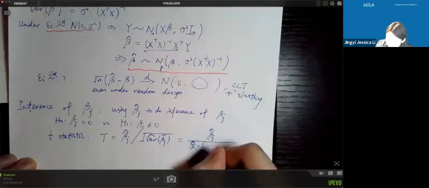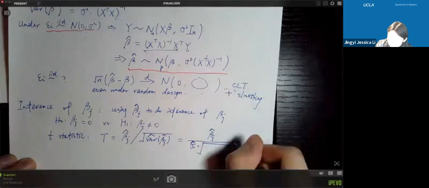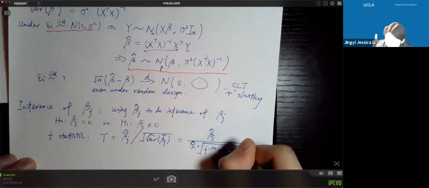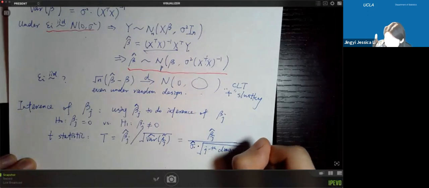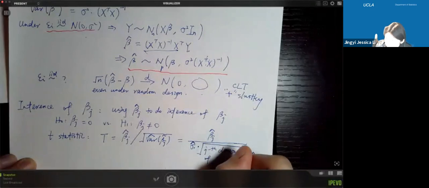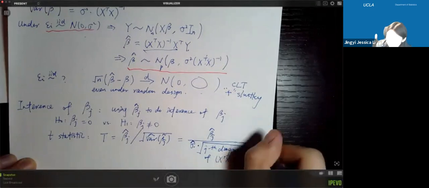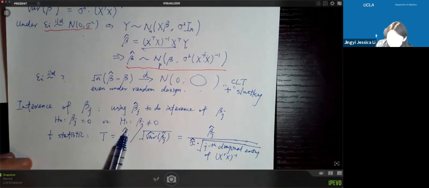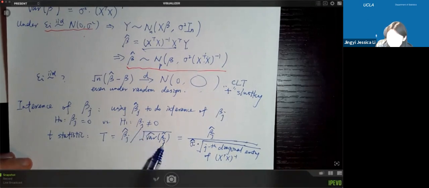times the jth diagonal entry of x transpose x inverse. So that will take the jth diagonal entry and then take the square root, and that will be the constant here. Okay, so you see, for the beta j hat, we divide by its standard error.